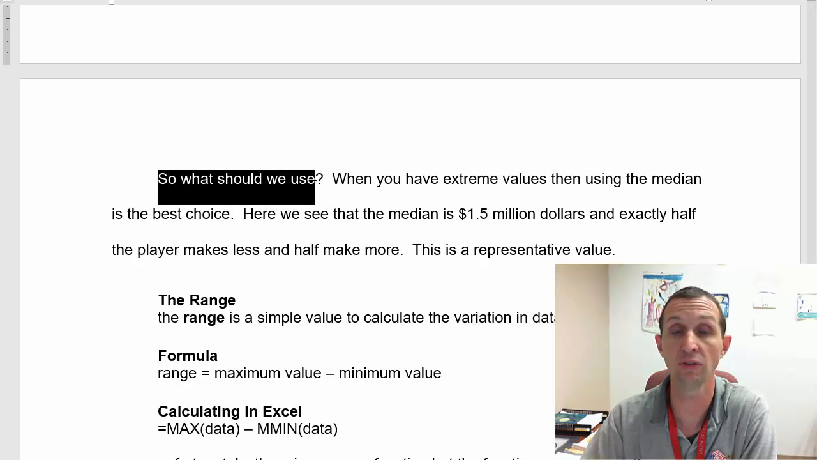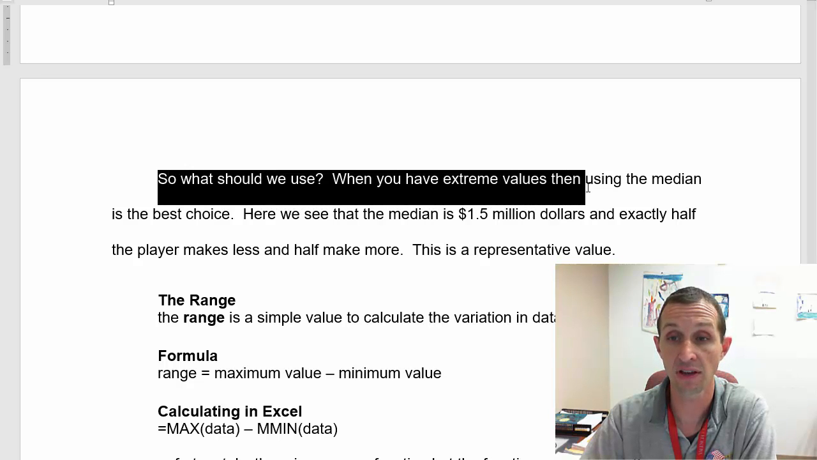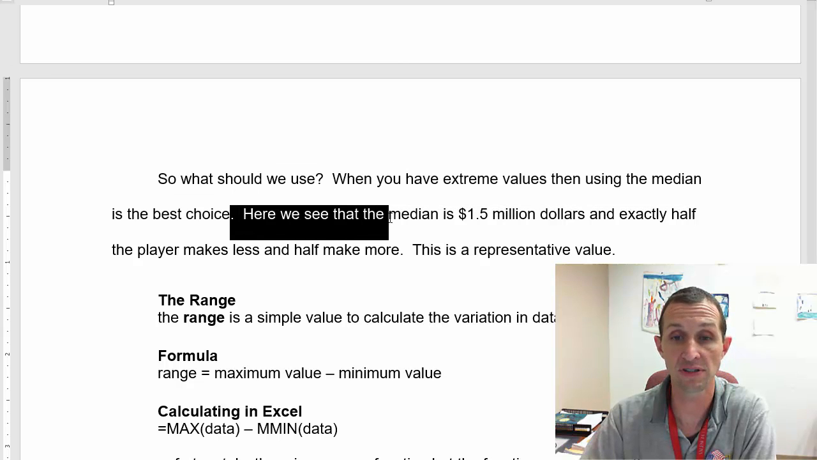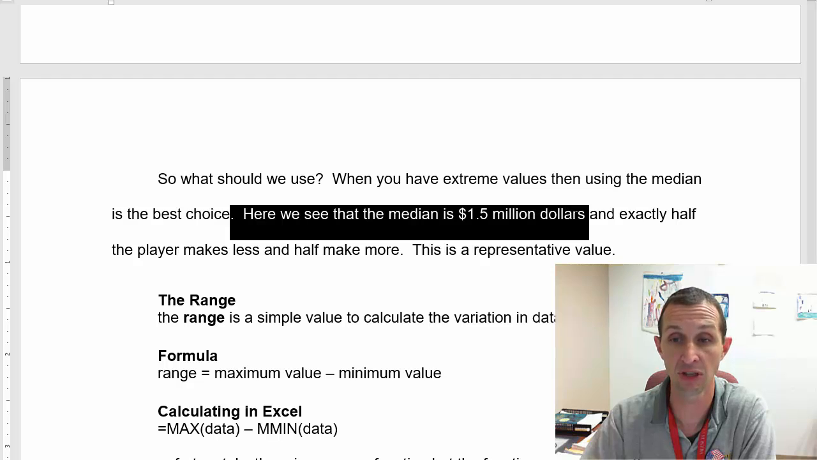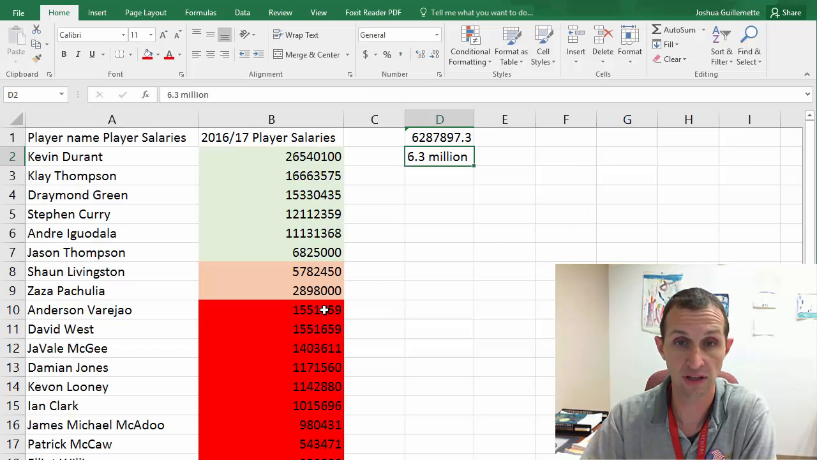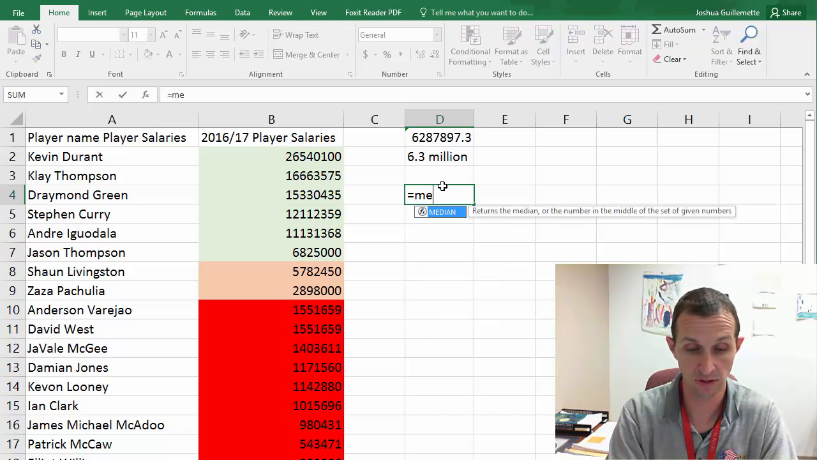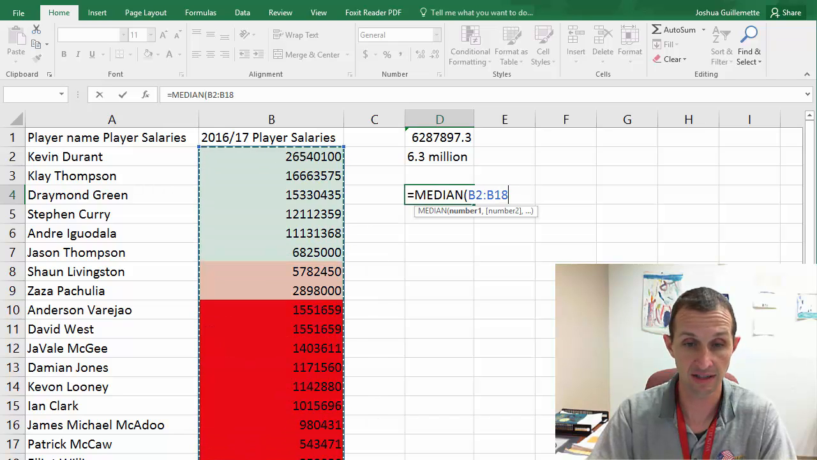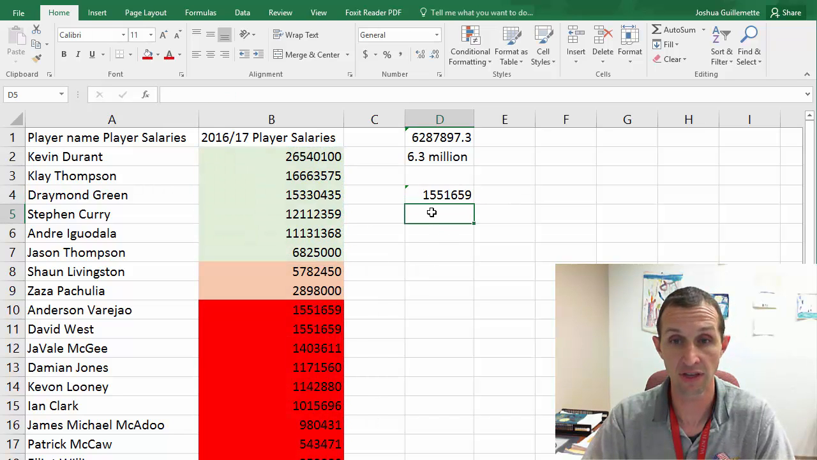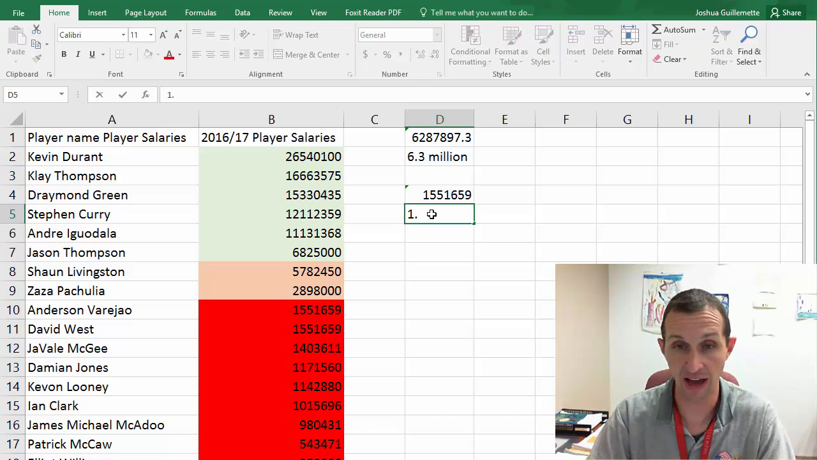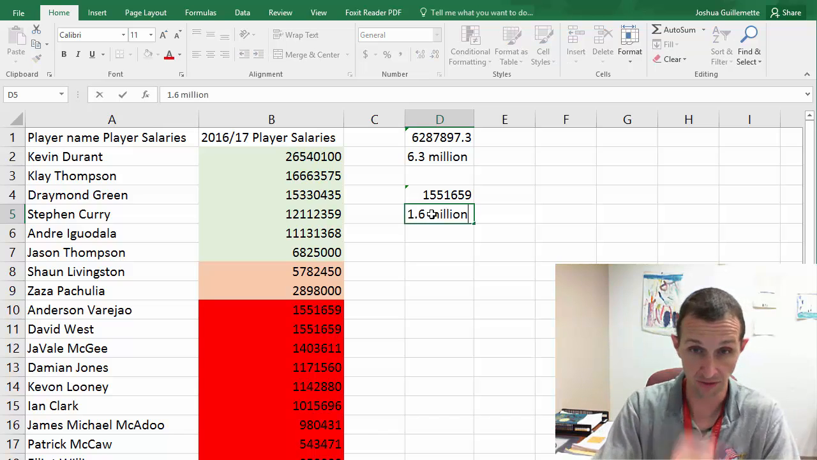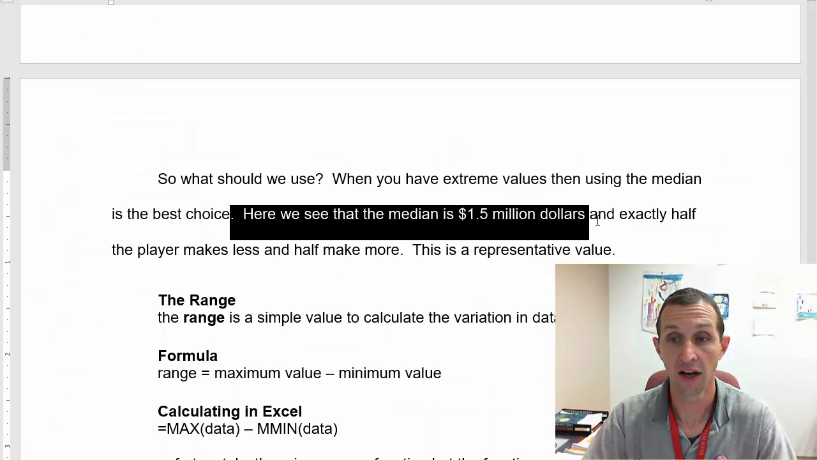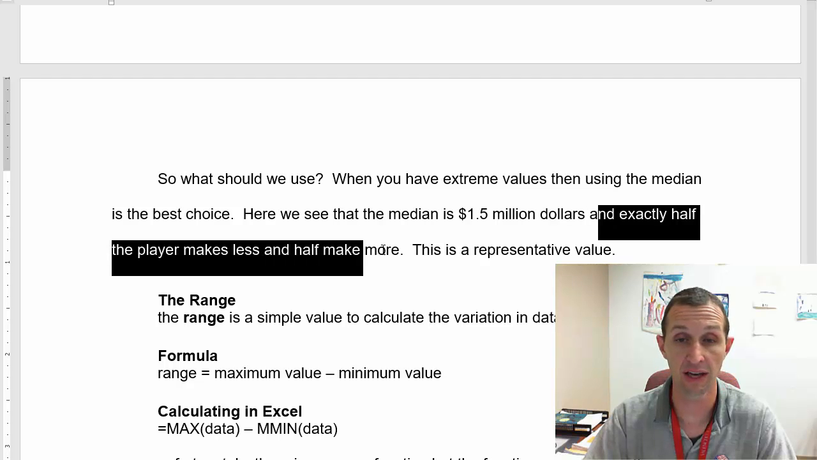And so what should we use? Well, when you have extreme values, then using the median is the best choice. And so here we see that the median is $1.5 million. Okay, and so let's calculate that. So here we go, equals median, and there it is, it pops right up, of my data set right here. And I get the 1.6, 1.5-ish million.